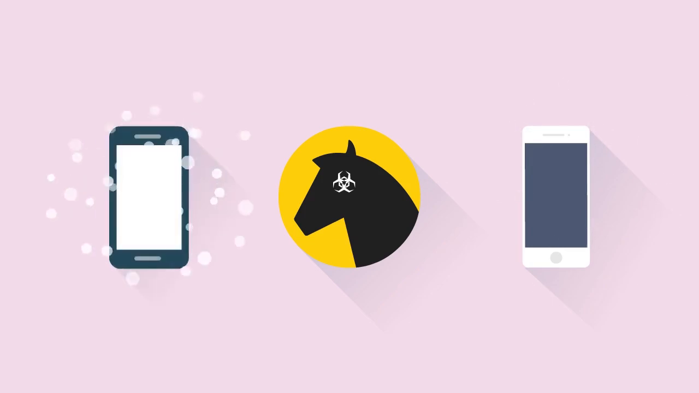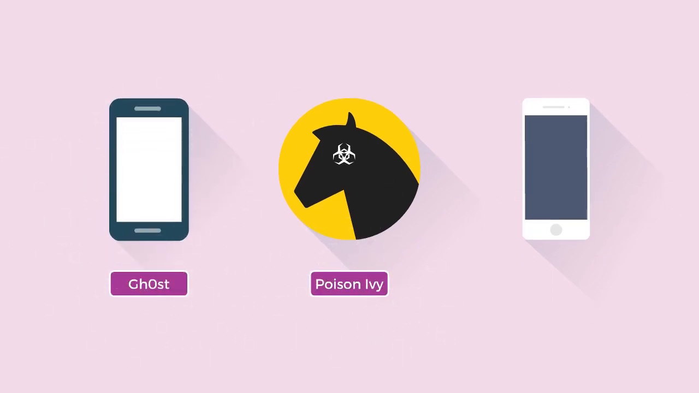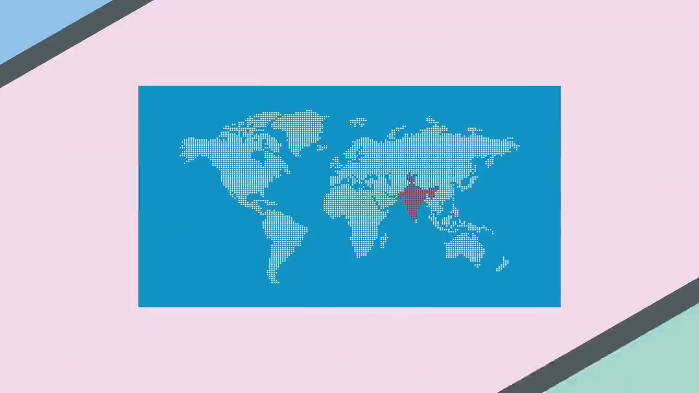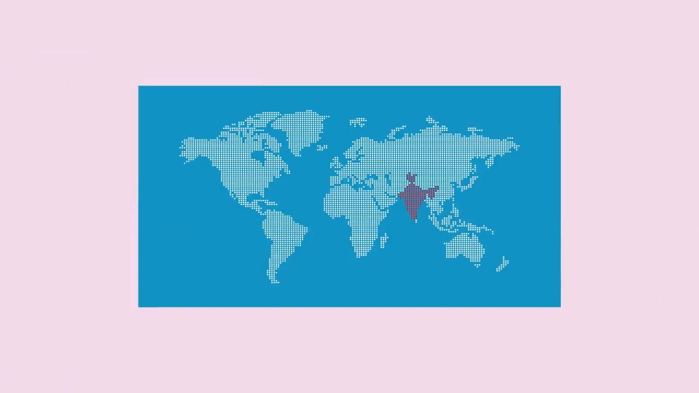New RATs allow for remote access to mobile devices like iPhones and Android phones. Well-known RATs include Ghost, Poison Ivy, and Sacula. PlugX RATs and other variants are a common choice for nation-states. Here's a quick case study on the PlugX RAT.